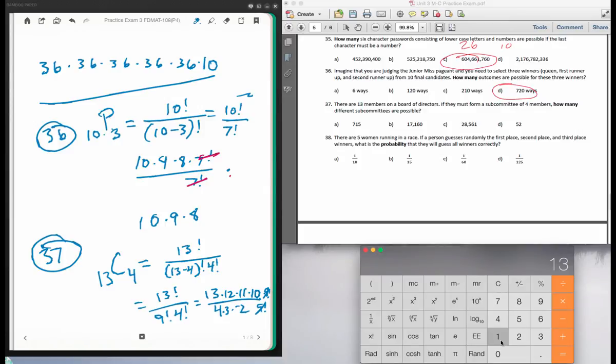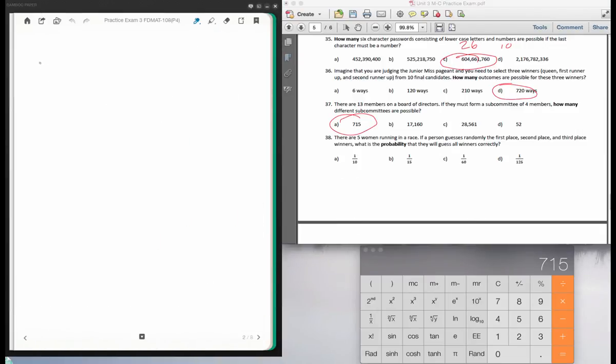13 times 12 times 11 times 10. And we'll divide that by 4, divide that by 3, divide that by 2. So 715 is the number of different subcommittees we can have. Okay. 38.